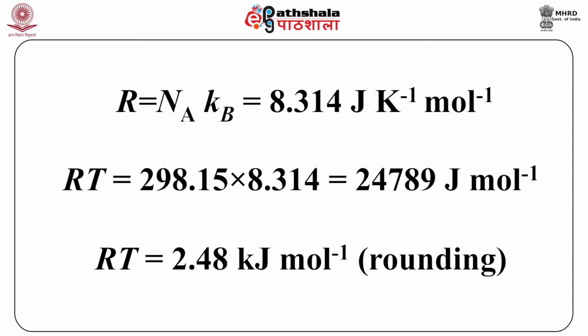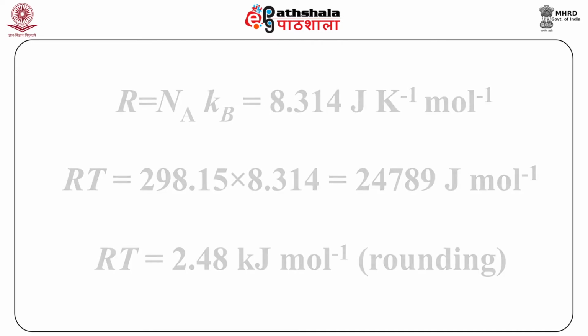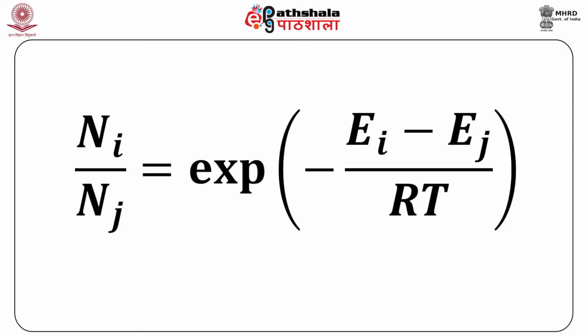Otherwise you can convert RT to kilojoules per mole, and it turns out to be 2.48 kilojoules per mole after rounding up the fraction. And then you can talk about Ni by Nj in terms of the energy levels expressed per mole, and that is why here we have used capital EI and EJ, because now we are talking about per mole, and we have replaced the Boltzmann factor by the gas constant R.